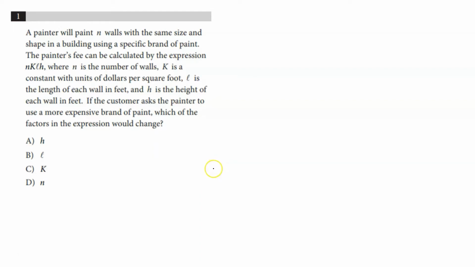If the customer asks the painter to use a more expensive brand of paint, which of the following factors in the expression would change? So we have our fee right here, and this is our total cost. But the only one of these factors in this expression that relates to money that would make the fee more expensive is k. Because like I said, it's the only one that relates to money. So that's our answer.